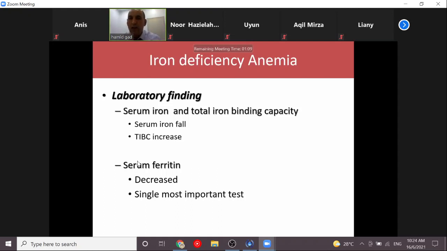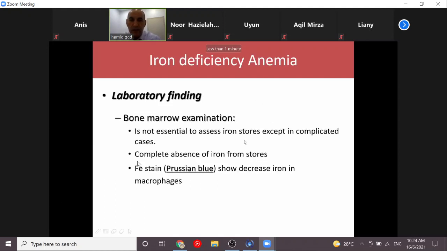Serum iron is low. High total iron binding capacity means the transferrin remains without iron. That's why it's considered high. And ferritin is the most important because before iron deficiency develops, the ferritin falls. When there is a decrease in the iron, we can still use ferritin. So before it's developed, ferritin is taken. Clear? So this is the most important.